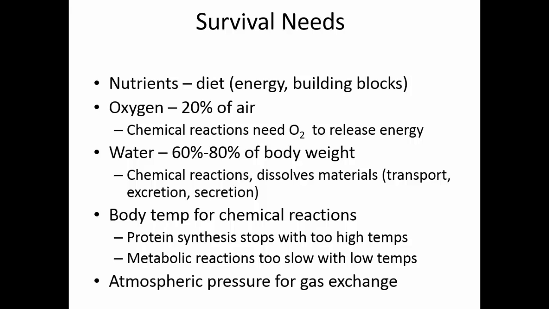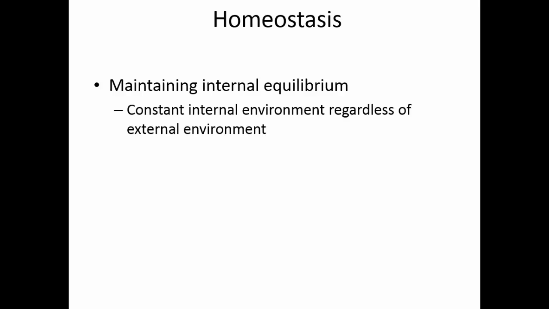And finally, we have to have a certain amount of atmospheric pressure around us. We need this in order for oxygen to be driven into our blood. Homeostasis, as we said earlier, is maintaining that internal equilibrium. We must keep that constant internal environment regardless of what happens outside of our body.